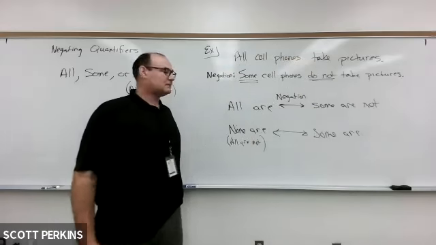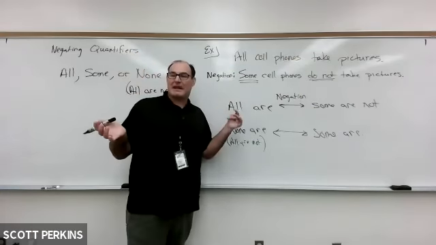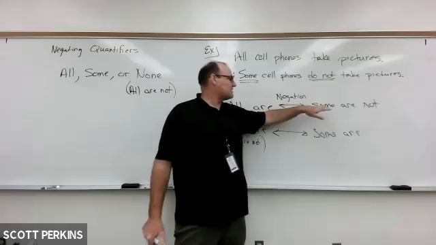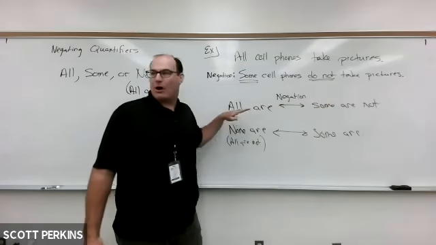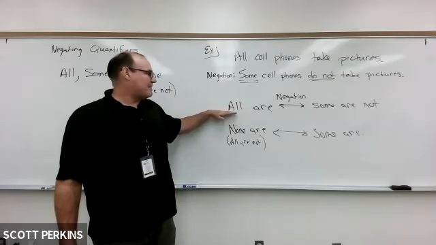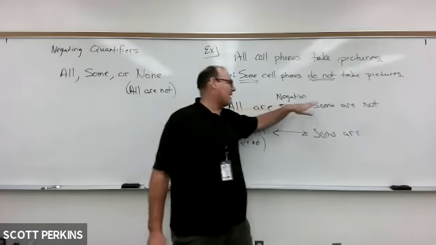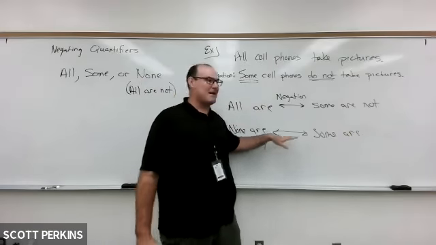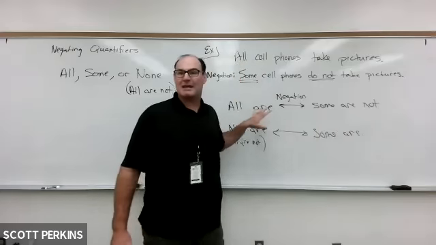What you do to make the negation is two things. Either way, you change the all to a some or the some to an all, okay? And then if it's a positive statement, you make it negative. If it's a negative statement, like all are not, you make it positive. Okay, that's how the negation works.